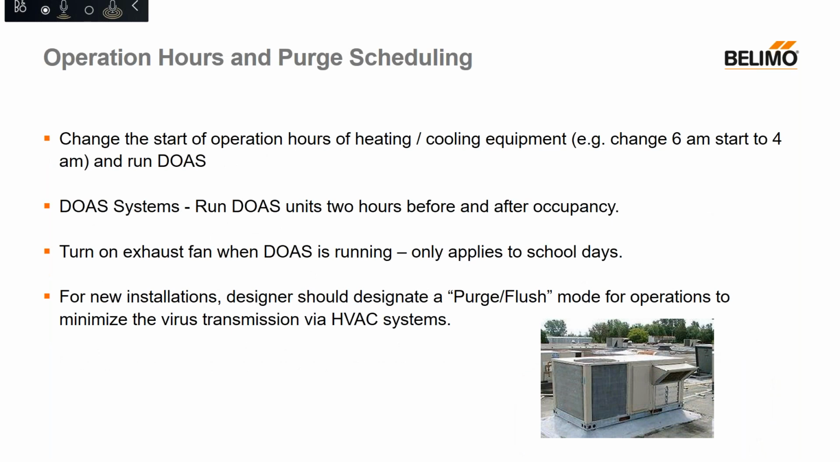Next, the guidelines look at during operation hours and purge scheduling. The first recommendation is changing the hours of operation to 6 a.m. to 4 a.m. for all your heating and cooling equipment. One reason for this is to increase ventilation and have as much air coming in and out of your building for a longer period of time to reduce and get rid of bacteria or pathogens.